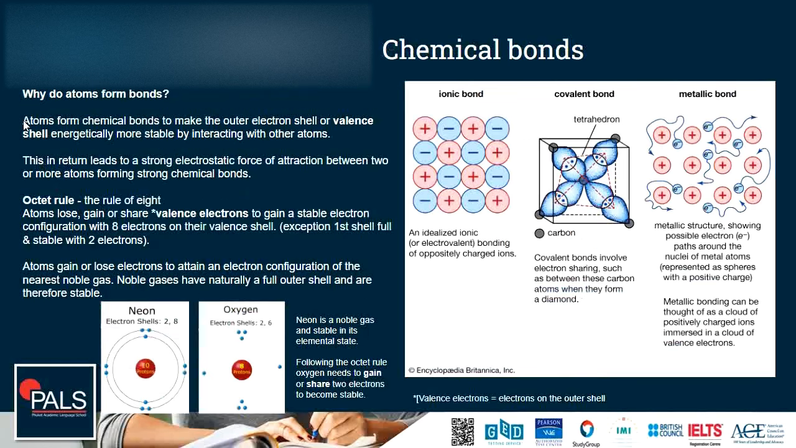So atoms form chemical bonds to make the outer electron shell, or valence shell, energetically more stable, and this is done by interacting with other atoms. And this in return leads to usually a strong electrostatic force of attraction between two or more atoms, forming a strong chemical bond. Electrostatic forces of attraction are attraction between positive and negative charges. Opposite charges attract each other.